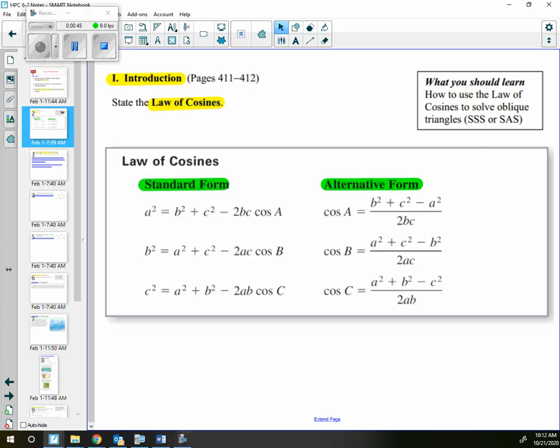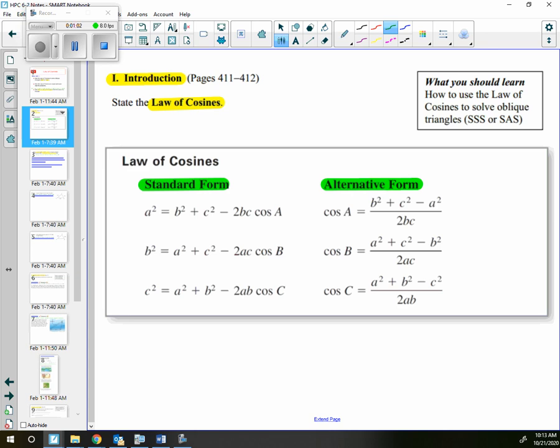First order of business, we need to get our law of cosines jotted down. Go ahead and take a moment to pause the video so you can jot down what you need here. We have two different forms for law of cosines. One is solved for a side measurement, so a squared, b squared, c squared.